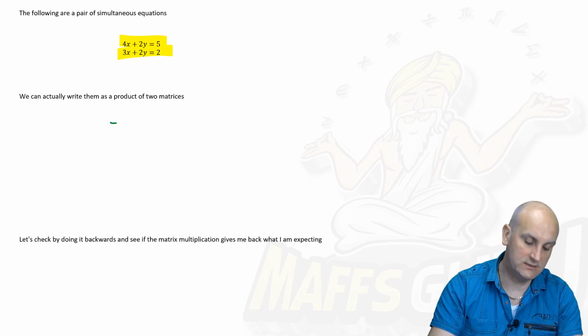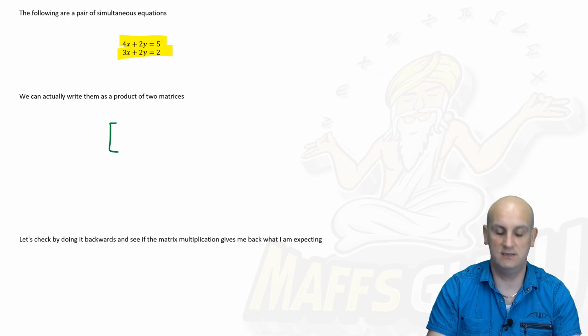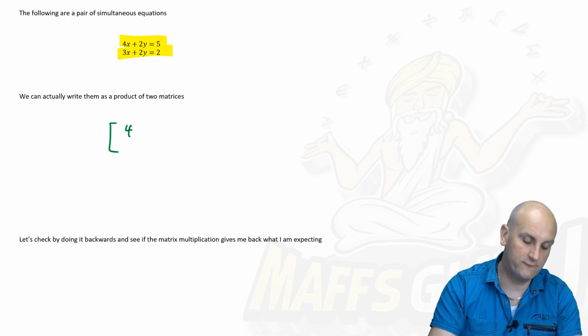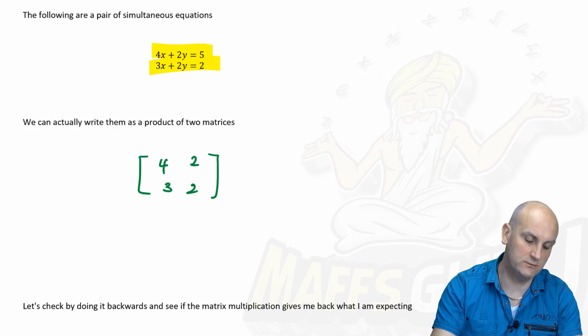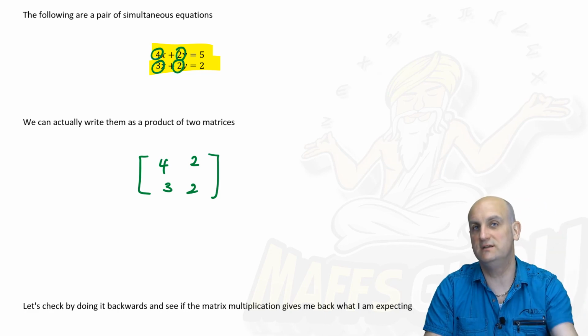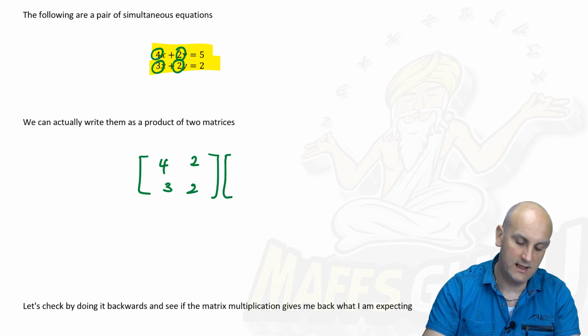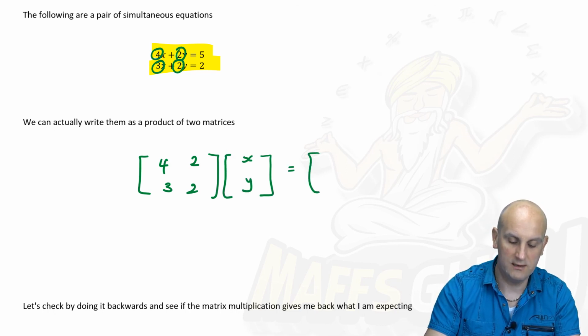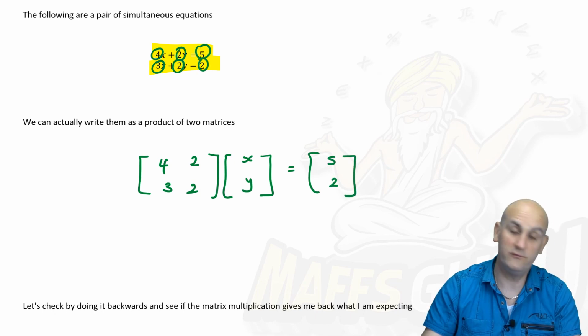So I can change this, and I can take each of the numbers in front of the x and the y's and go 4, 2, 3, 2. Do you see where those values have come from? Scrolling in just a little bit or zooming in. 4, 2, 3, 2. So all I'm doing is taking those coefficients of each of the x and y's and putting them in a matrix, and then I'm going to put an x, y here, and I'm going to write an equal sign and 5, 2. Now where did I get the 5 and 2 from? 5 and 2 came from there.